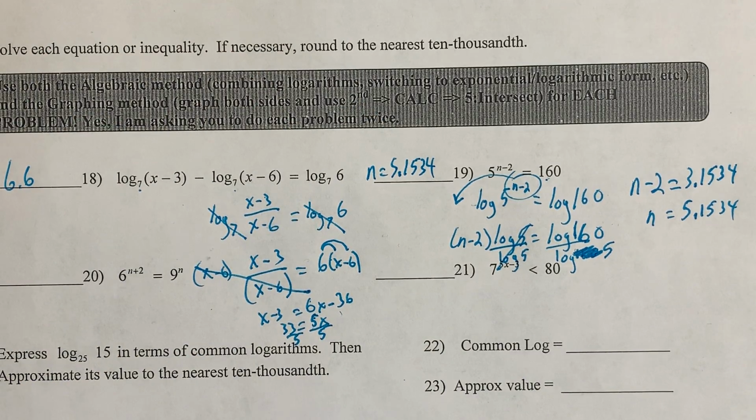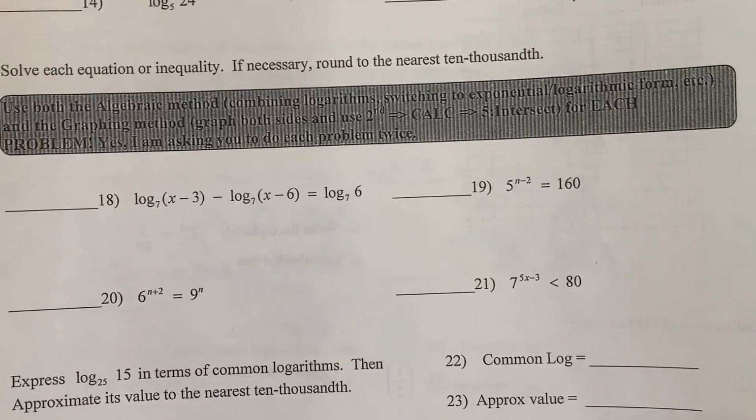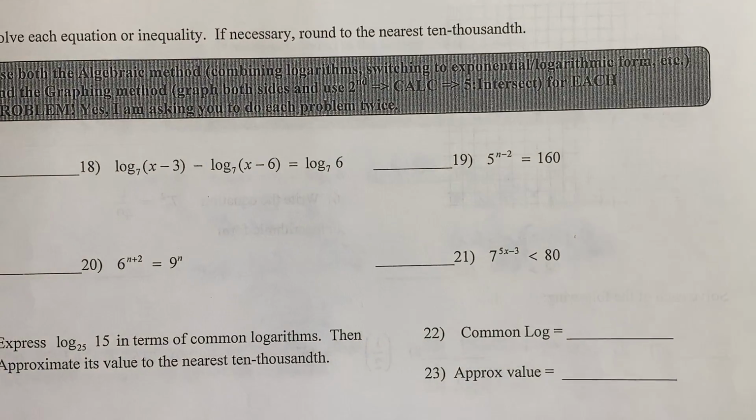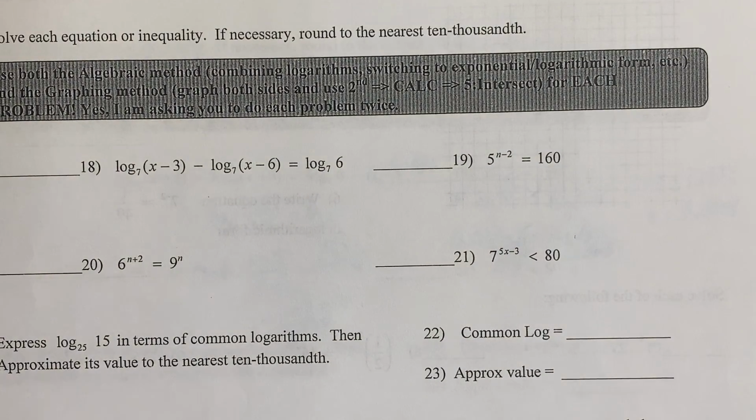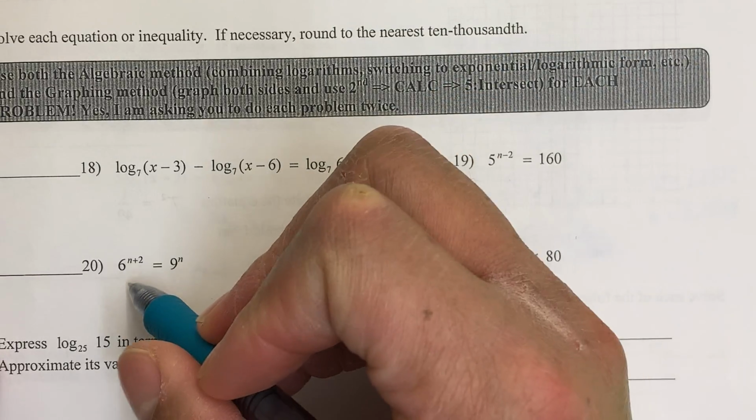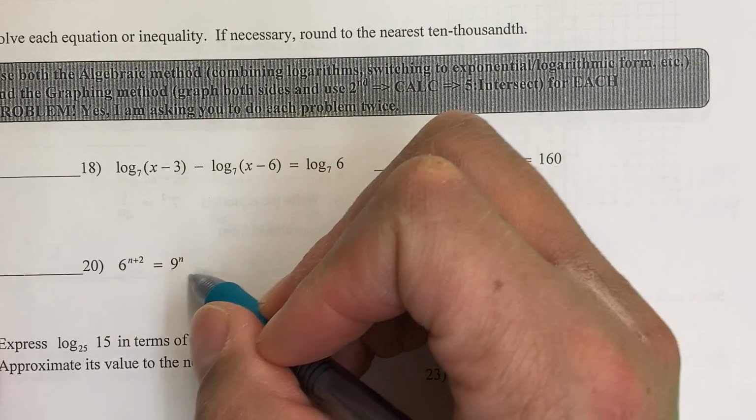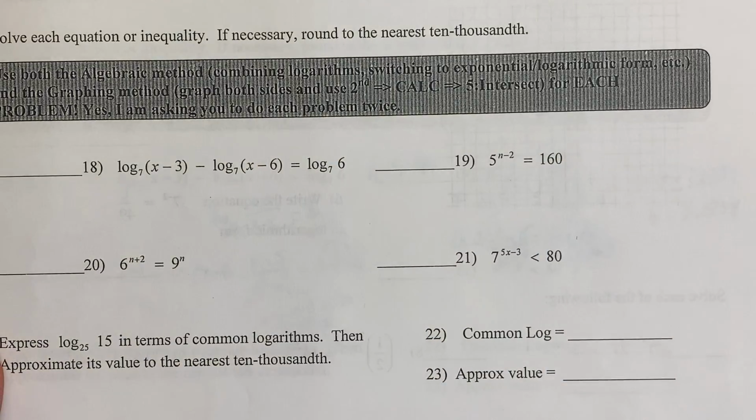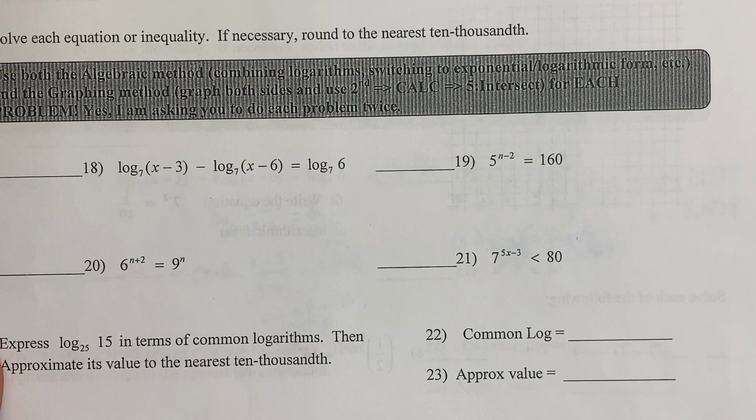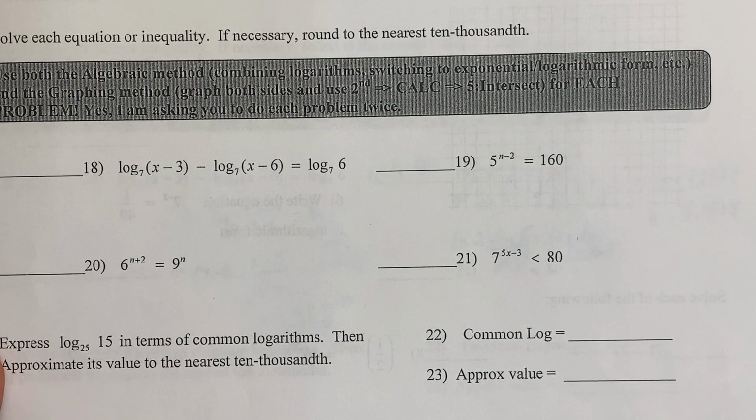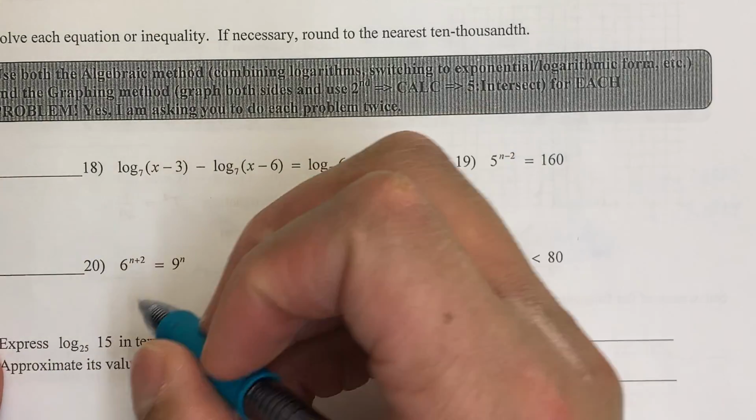I'm going to switch sheets here so we can have a clean space to work for number 20 and 21. Okay. Now, for number 20, same thing. I cannot write 6 and 9 as any same base. You might think with a 3 you could, but it's 3 times 2, not 3 squared, so there's no way to really make that work. So we're stuck with, again, taking the log of both sides.